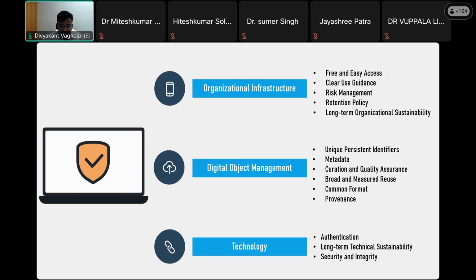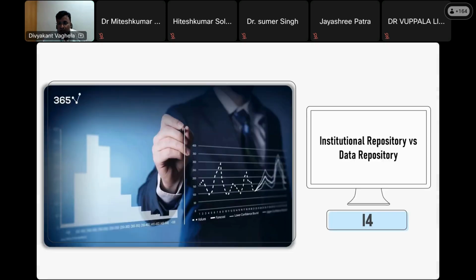Under technology, it should support authentication of the data submitter. The repository should have a long-term plan for management of data. It should have features like security and integrity for preventing unauthorized access, so that nobody can modify the data without any rights.